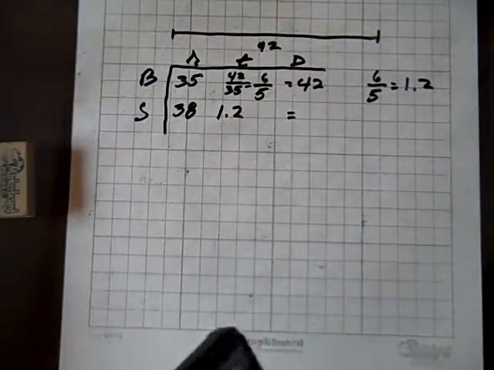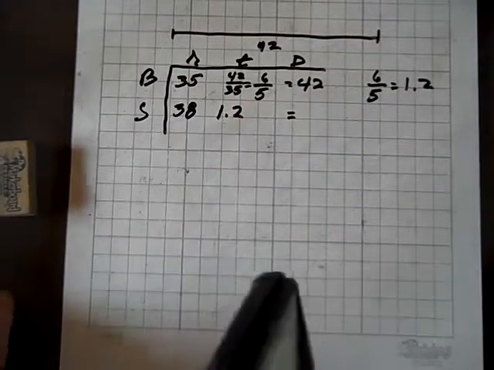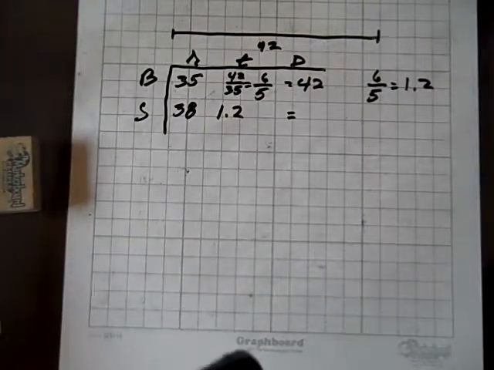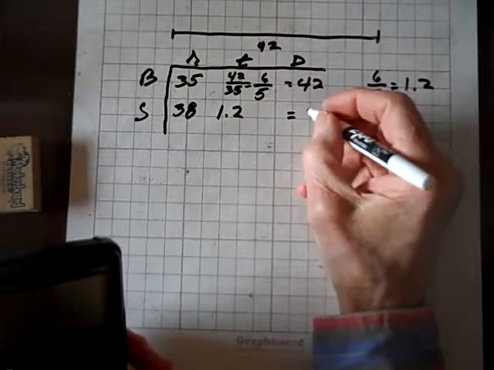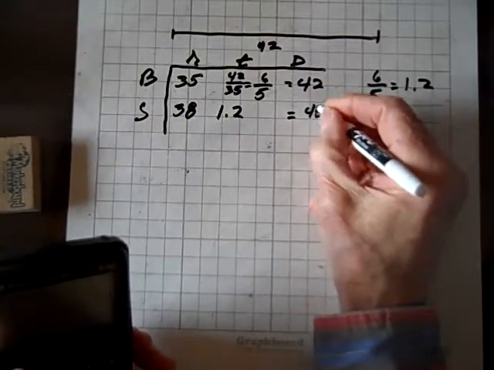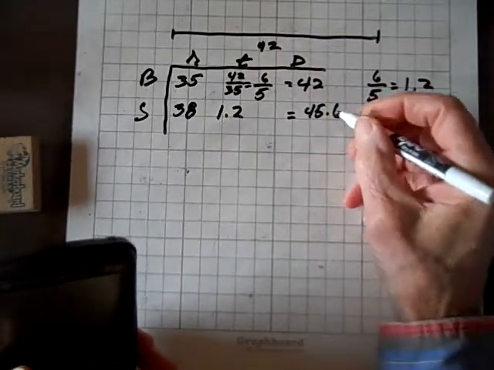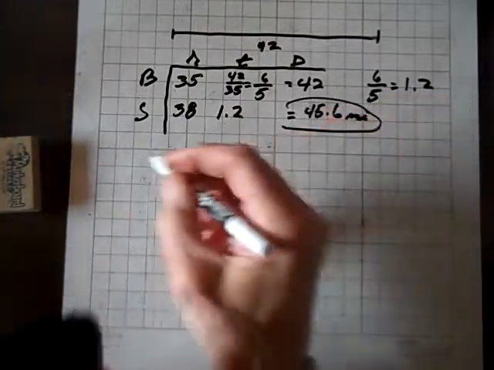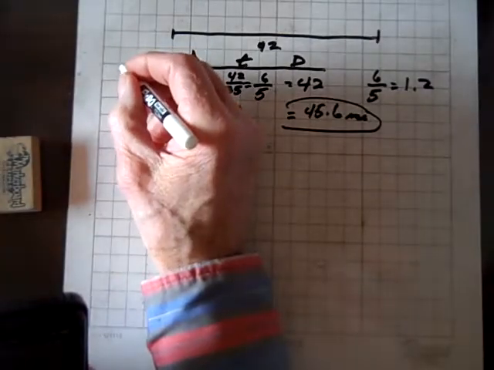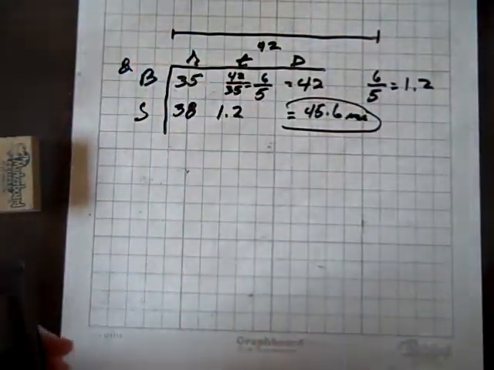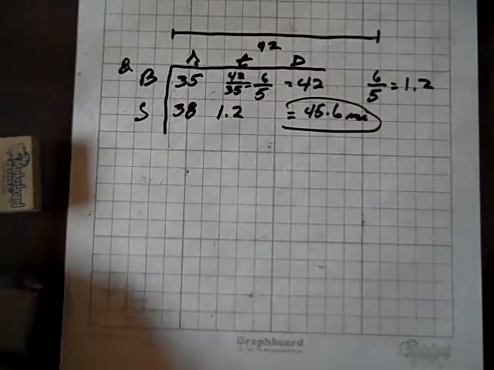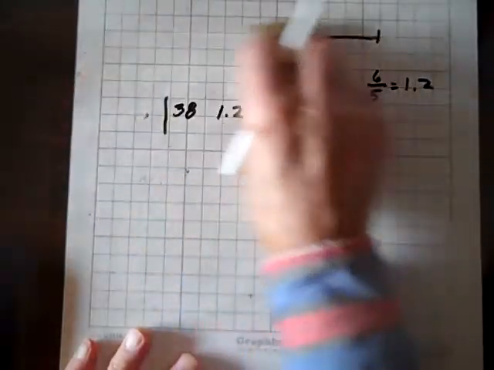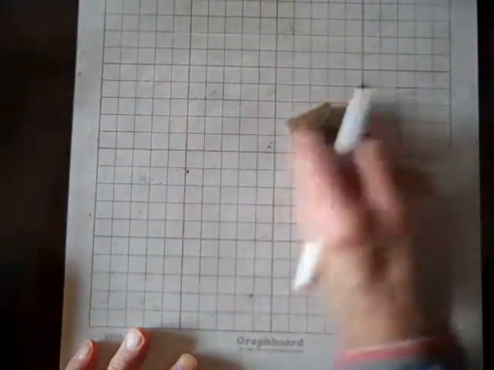And if we multiply that, the product of these two is 45.6 miles. And that's how far Spot traveled. That was number 8. And finally, we have number 9. And I assure you, I think this bicycle problem's on a test.